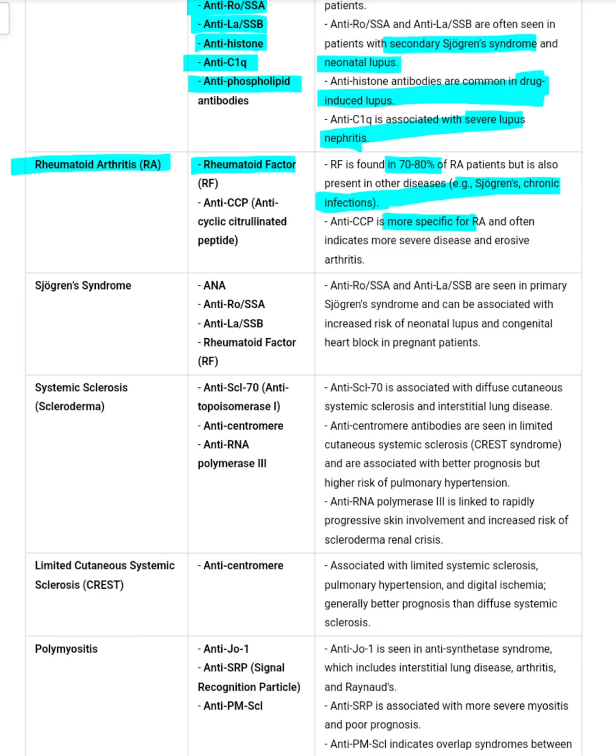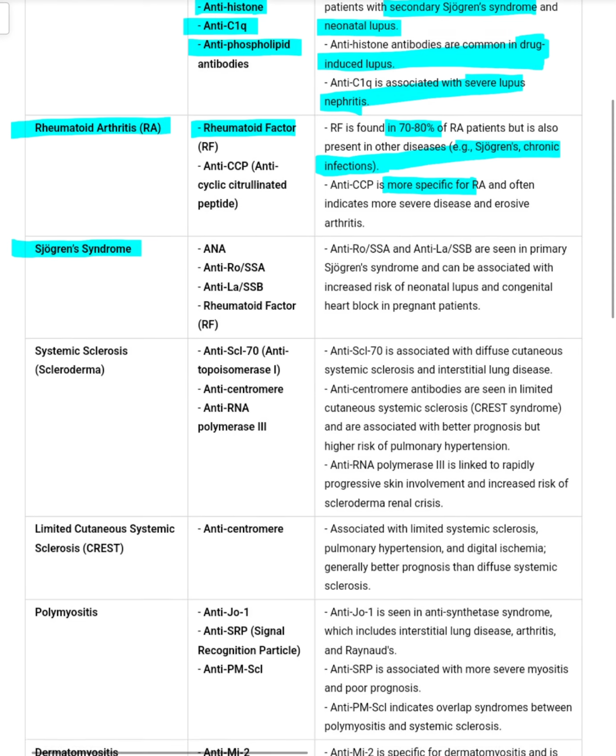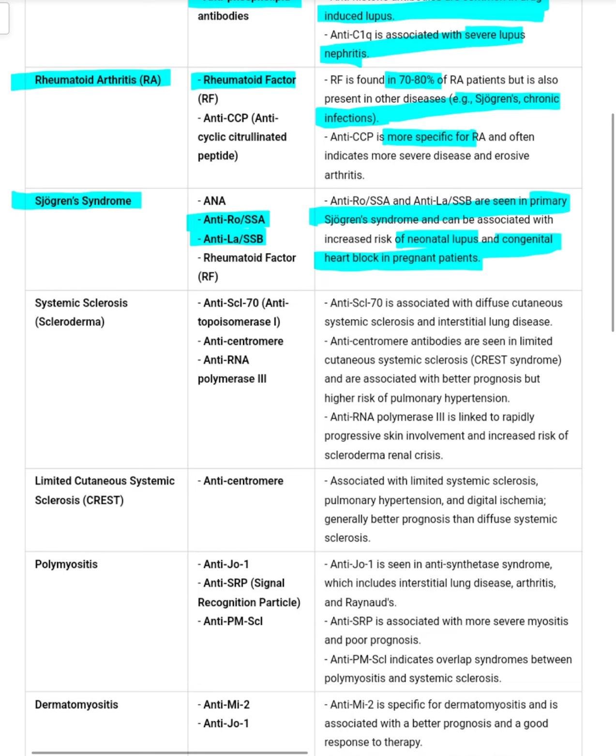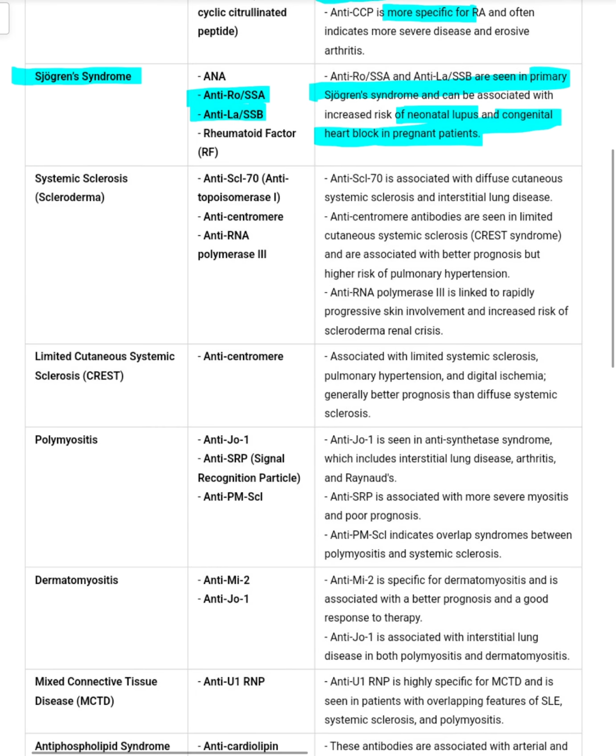Next is Sjogren's syndrome. ANA, as I said, it's not specific, but it is present, and anti-Ro, anti-La antibodies. It is present in primary Sjogren's syndrome and can be associated with increased risk of neonatal lupus and congenital heart blocks in pregnant patients. Next is RF, as I said, it can be present in Sjogren also. Next is systemic sclerosis, scleroderma.